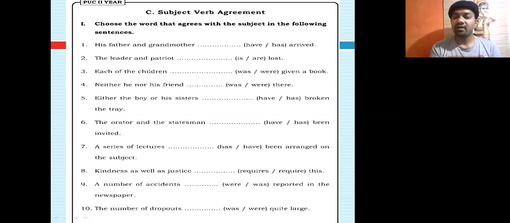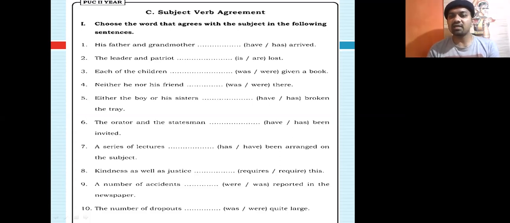Each of the children was given a book. We learnt, with either, neither, someone, each, it is a singular subject. Each of the children was given a book. Neither he nor his friend was there or were there? Was there. Neither he nor his friend was there. What is the subject after nor? His friend, which is singular. That's the reason why was is used.